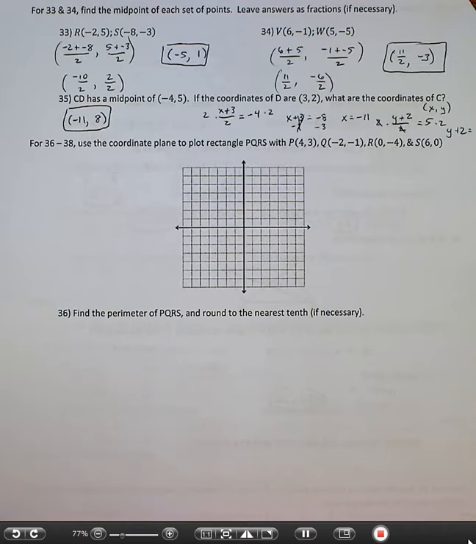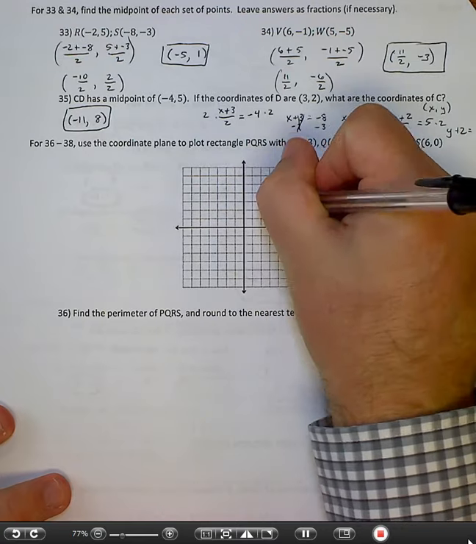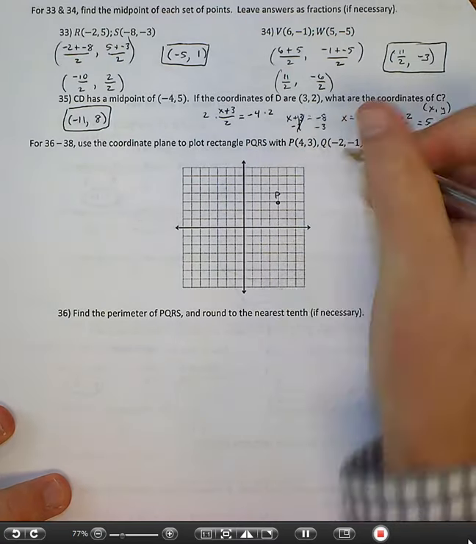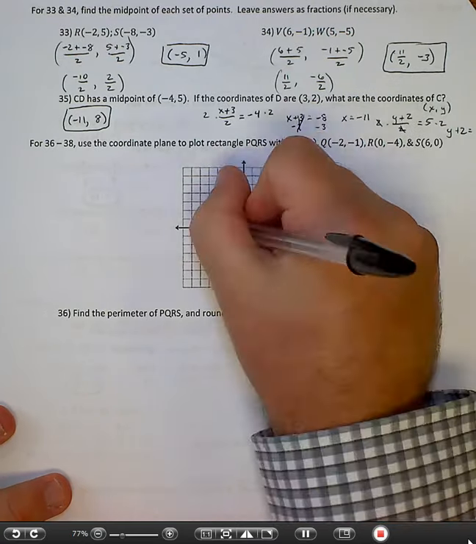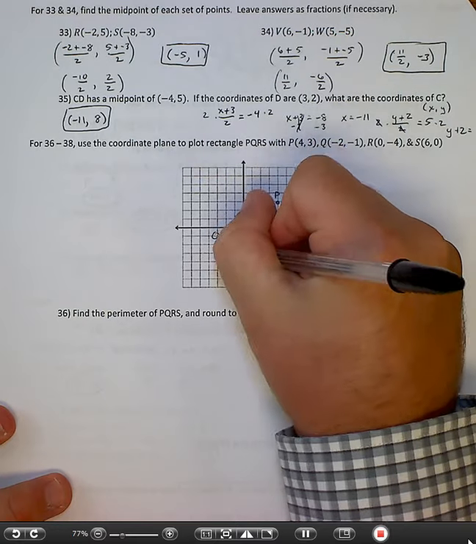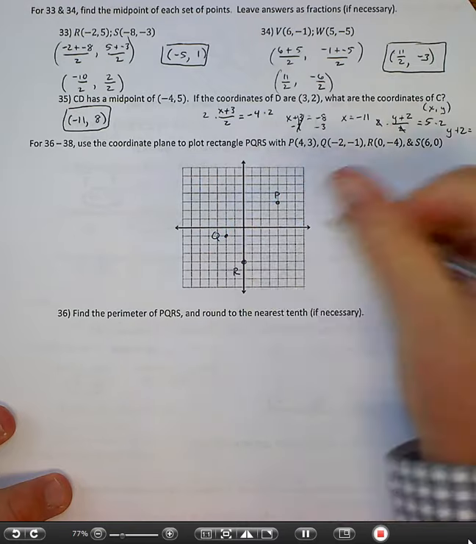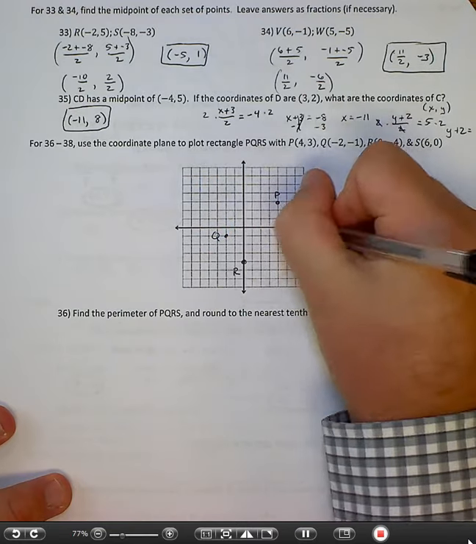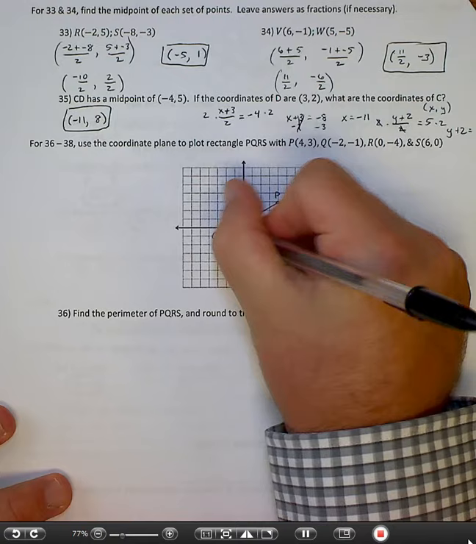So 36 through 38, we're going to use the coordinate plane to plot the rectangle PQRS. So P is at 4, 3. So 4, 3, that's P. Q is at negative 2, negative 1. R is at 0, negative 4. S is at 6, 0. I'll go ahead and connect the dots.